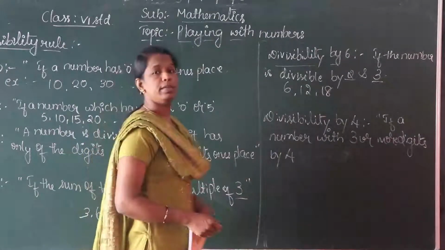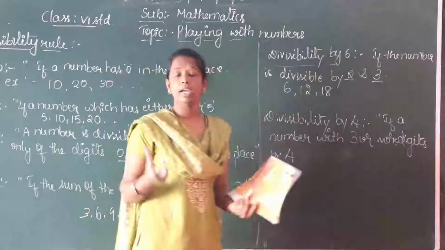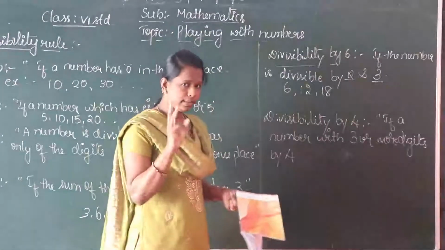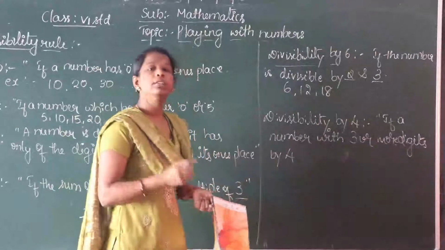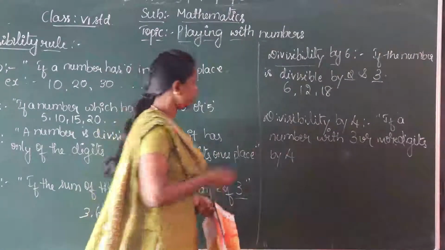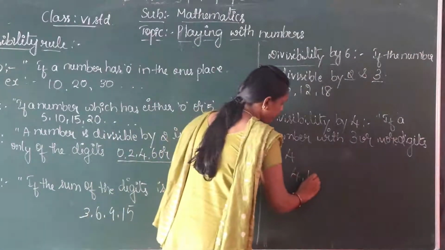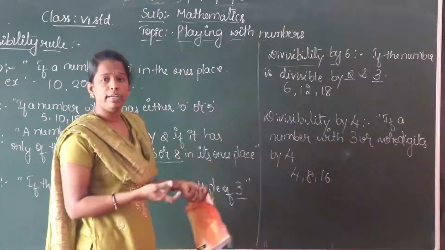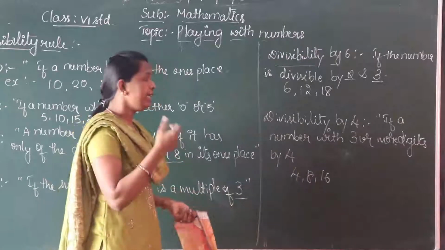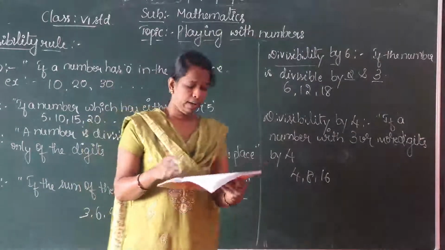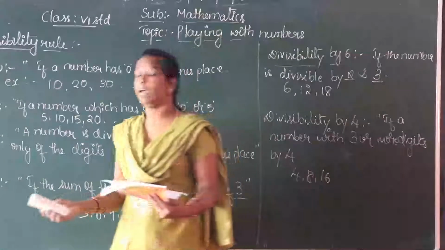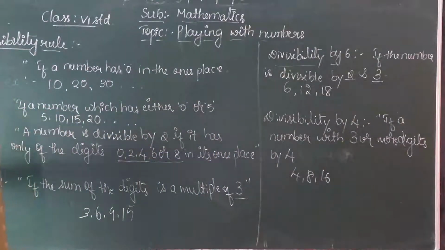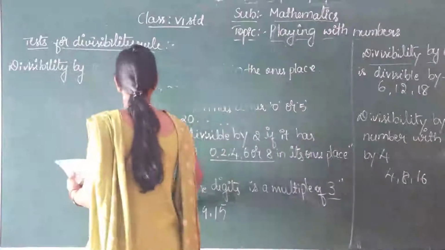Now divisibility by 4. It usually has 3 digits or maybe more, so it can be easily divisible by 4. You know the fourth table. So like this, 4, 8, 16, 20, 24, 40, these are divisible by 4. And then divisibility rule by 8. So if the number has more than 4 digits.